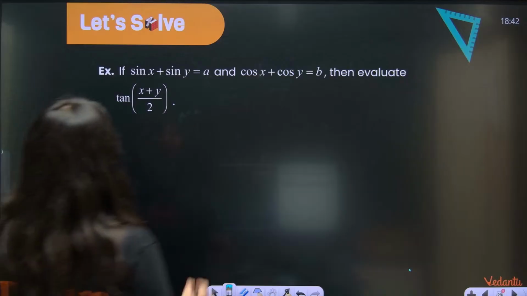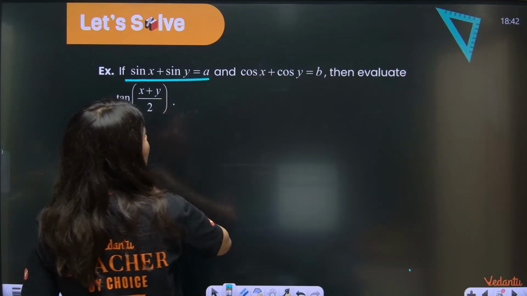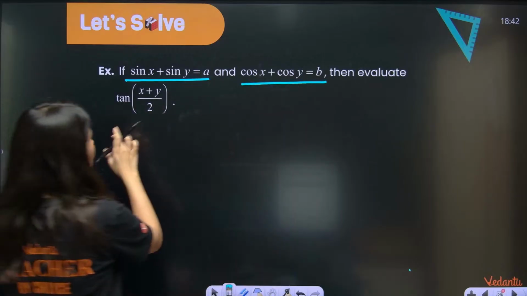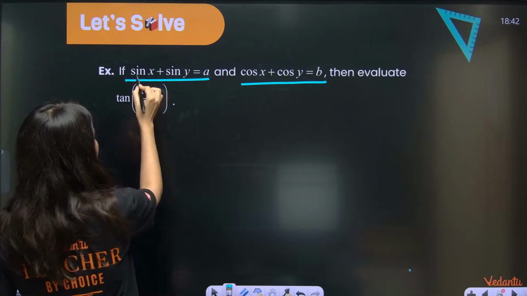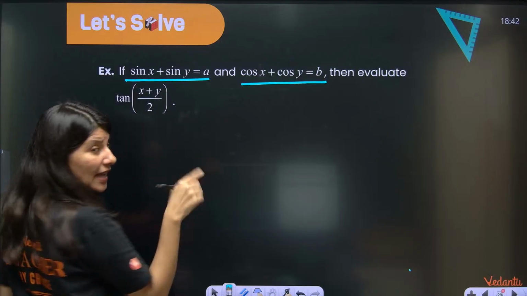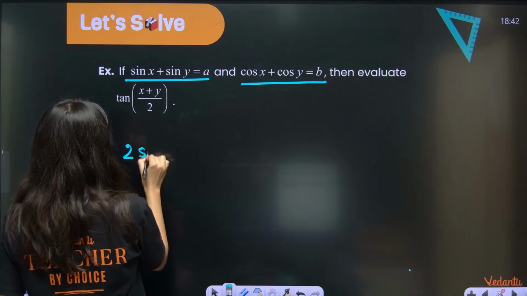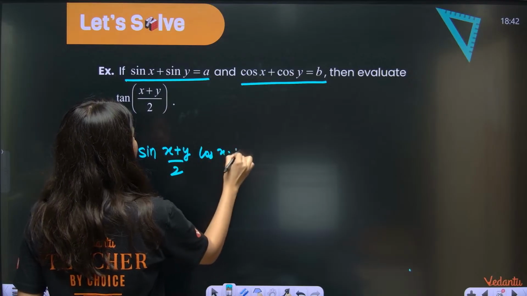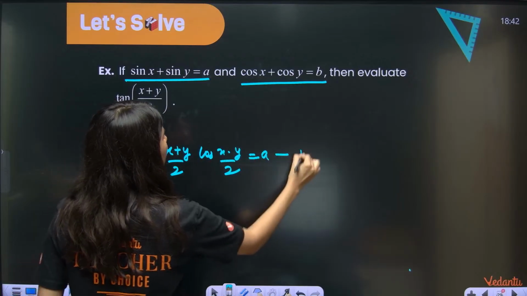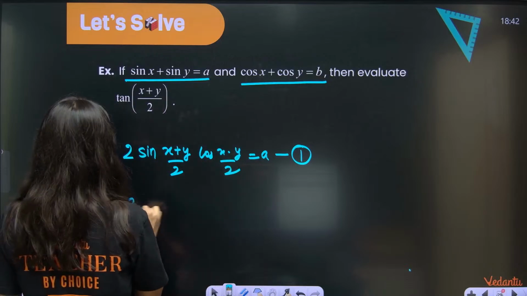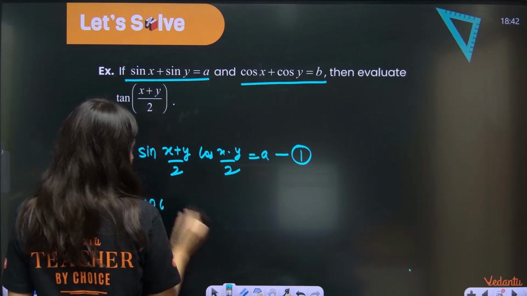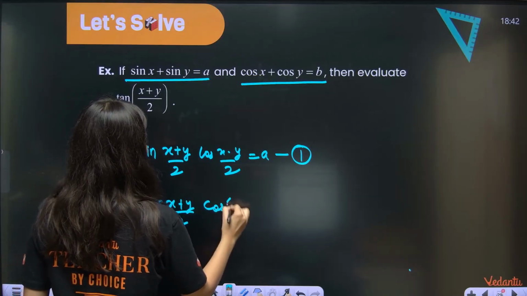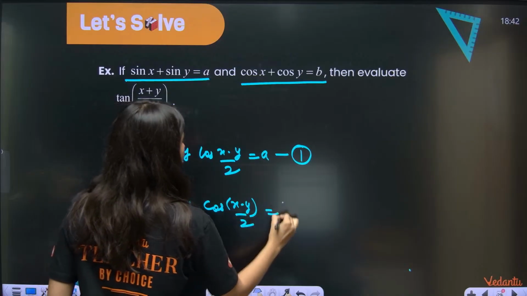Solve it. Sin x plus sin y is given as A. Cos x plus cos y is given as B. Very easy question. You need to calculate tan (x plus y)/2. So sin x plus sin y is equal to A. Sin C plus sin D is 2 sin (C plus D)/2 cos (C minus D)/2, equal to A. Cos C plus cos D is all cos: 2 cos (x plus y)/2 cos (x minus y)/2 is equal to B.